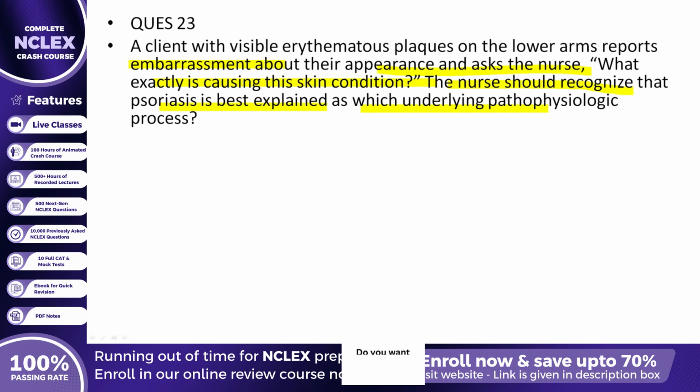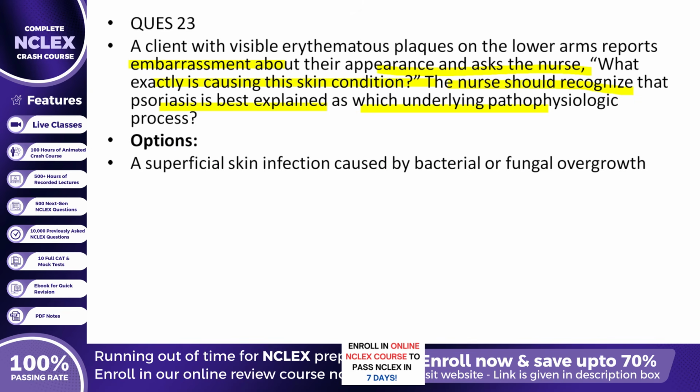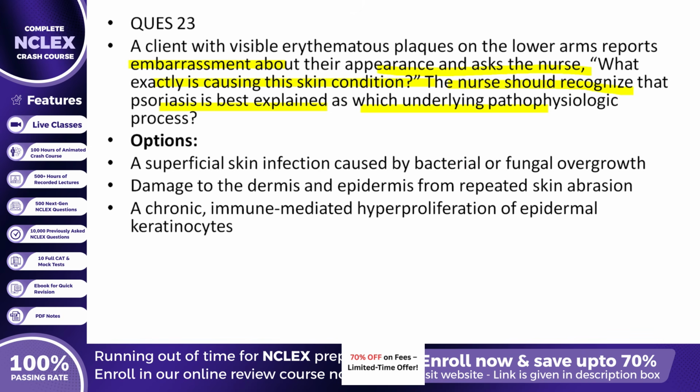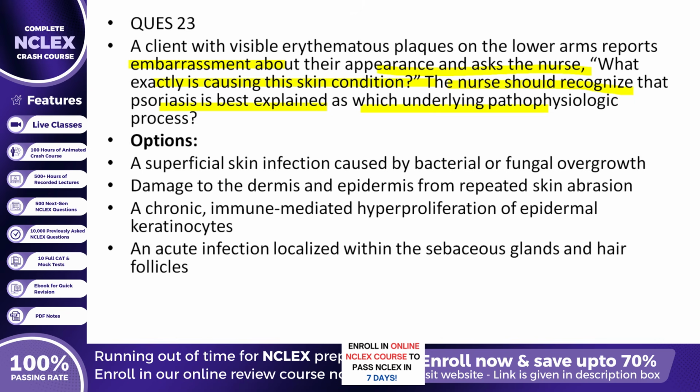Here are the possible answers. Option 1, a superficial skin infection caused by bacterial or fungal overgrowth. Option 2, damage to the dermis and epidermis from repeated skin abrasion. Option 3, a chronic immune-mediated hyperproliferation of epidermal keratinocytes. And Option 4, an acute infection localized within the sebaceous glands and hair follicles. The correct answer is Option 3, a chronic immune-mediated hyperproliferation of epidermal keratinocytes.